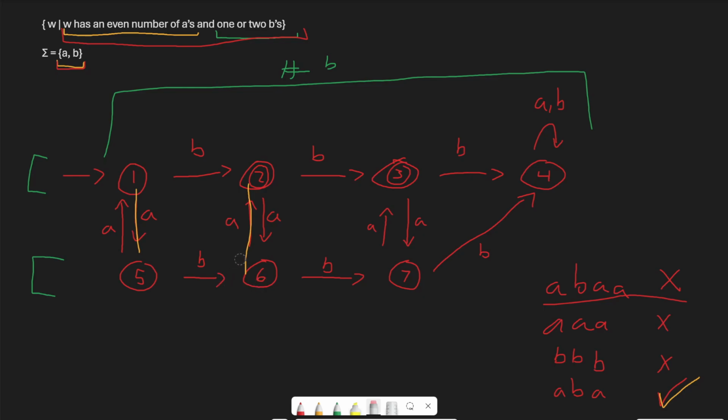Cool, so this is the DFA for the language W, where W has an even number of A's and 1 or 2 B's. I hope this made sense and taught you something, and best of luck with whatever you're using this for. Feel free to ask any questions in the comments.